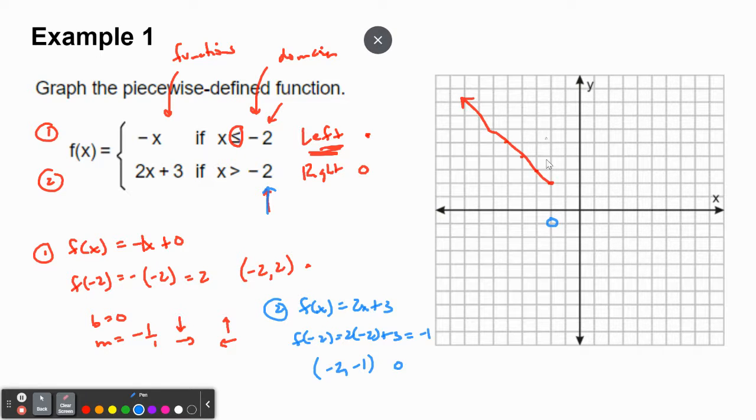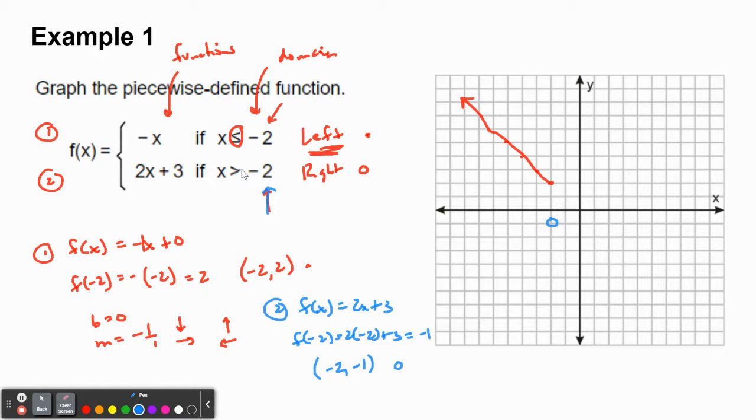Notice that these two points are vertical to each other, and that's because they use the same x value, right? This is when x is negative 2. Notice, though, that one is solid and one is open because of the vertical line test for functions, and if these two were both solid, it would not pass the vertical line test. So one has to be solid and one has to be open. Again, you cannot include negative 2 in both of the functions.